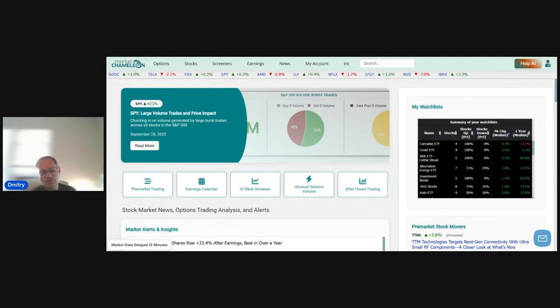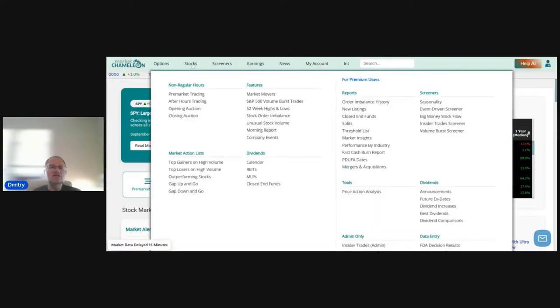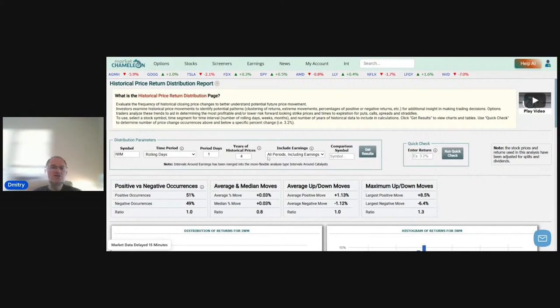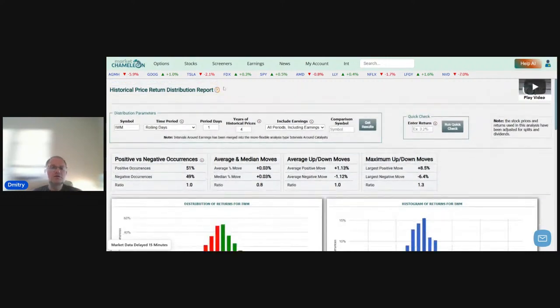Today we're going to take a tool and see how we could use it to change parameters and get insights around a particular stock around its earnings announcements. So let's navigate to the tool. Up on the top menu under stocks, we're going to go under tools, price action analysis, and click on that, and it brings us to this page. I'm just going to click here to minimize that message.